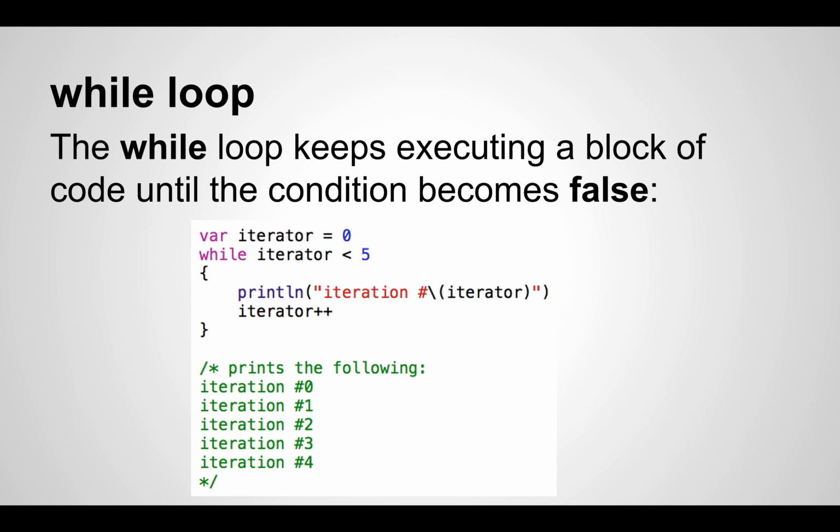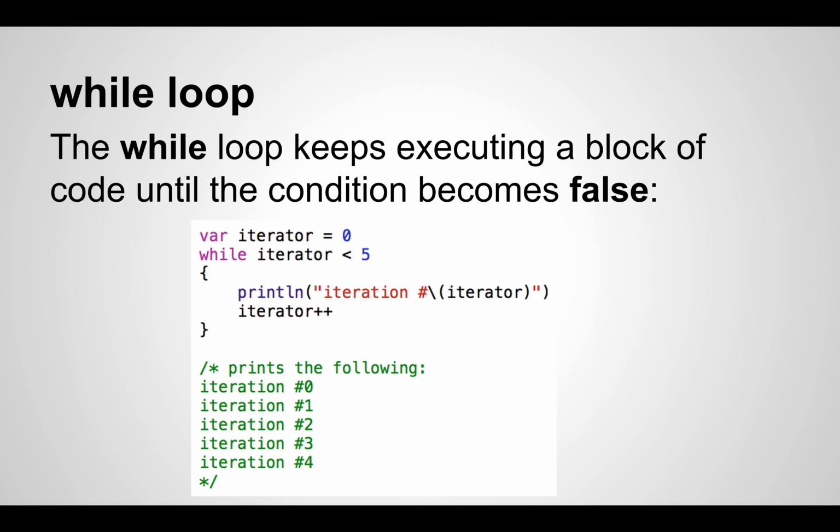So what's the while loop? So the while loop keeps executing a block of code until the condition becomes false. As you can see, it's very similar in the wording as the for loop. So we start with the value iterator that's equal to 0, okay? And we say, while iterator is less than 5, we print to the console the iterator, and then we increase the iterator with 1, iterator plus plus.